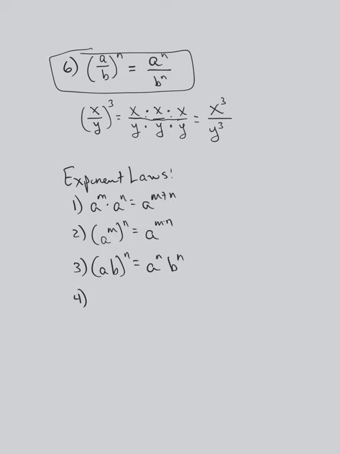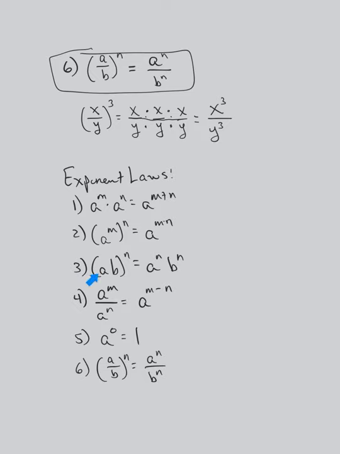The fourth one is that if I'm dividing two things with the same base, then I do the top exponent minus the bottom exponent. The fifth one is that anything raised to the 0th power is equal to 1. And lastly, we have the one written up above: if I'm dividing two quantities and I raise that to an exponent, this is the division equivalent of law 3.